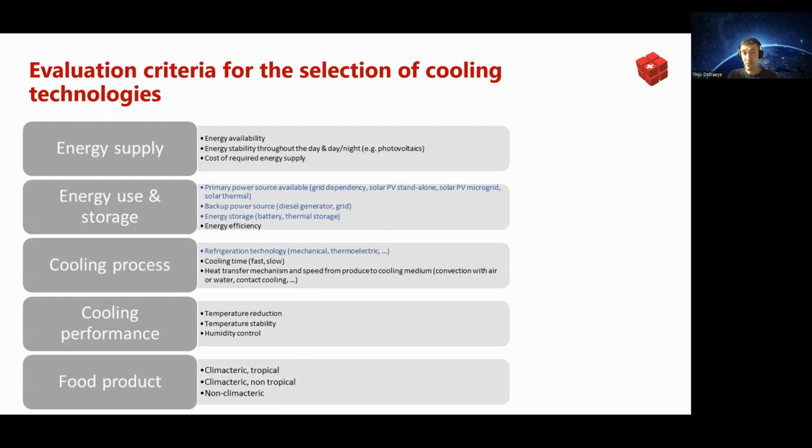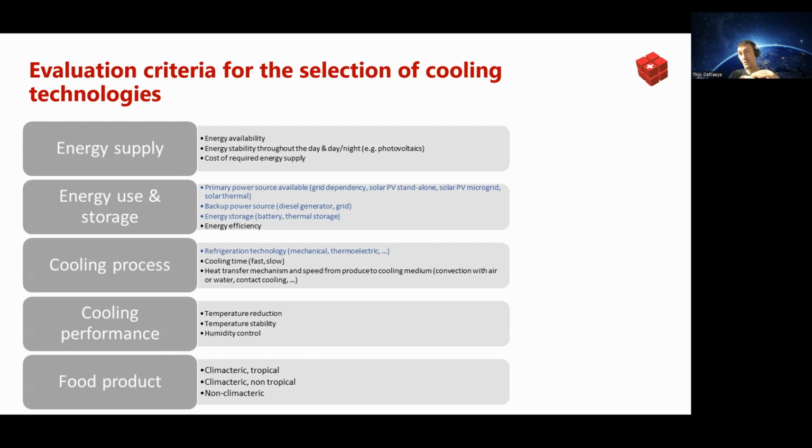Then with respect to cooling process, which refrigeration technology am I looking at? This is very important. What's the typical cooling time? And very important to understand is how do I transfer actually heat from the produce, so from the warm produce to the cooling medium, is by conduction, convection, and so on. Often it's by convection in these cooling processes, but it's good to be aware of this. With respect to cooling performance, how much can I reduce the temperature?